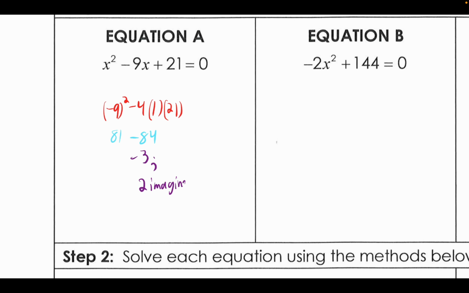So since they're imaginary roots, they're non-rational. It'd be best for us to pick either completing the square or quadratic formula on this one. Completing the square might not be as ideal because this is an odd number, and you'd end up having negative 9 over 2 and squaring that, and you end up getting a bunch of fractions. Now, they would work. We've done those. But this one we'll probably want to do the quadratic formula for.